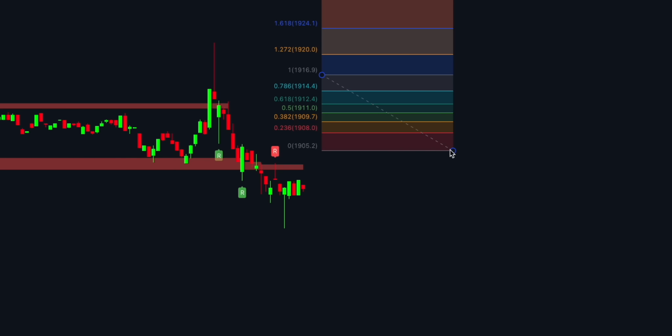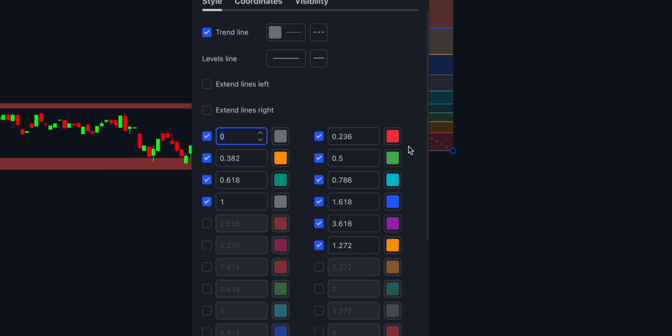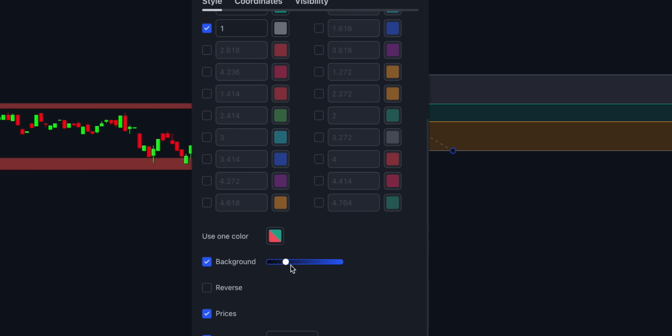Click on it and draw a Fibonacci on the chart. Before using this tool, you'll need to make some adjustments. Double-click on it and uncheck all the levels except these 4. Extend the lines to the right and reduce the background opacity to 0.